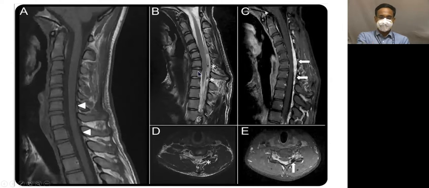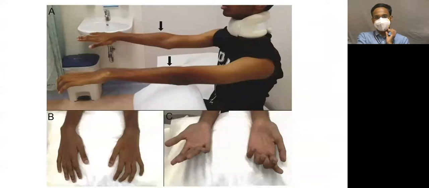is not present in the neutral position, but on flexion of the neck we see there's a dural detachment. And so this is a monomelic amyotrophy in the young, the Hirayama disease, what we call. And hence the collar has been given to prevent further flexion-induced injuries.